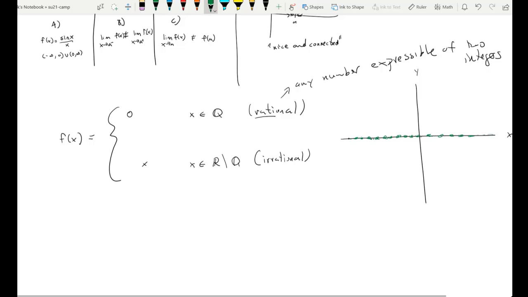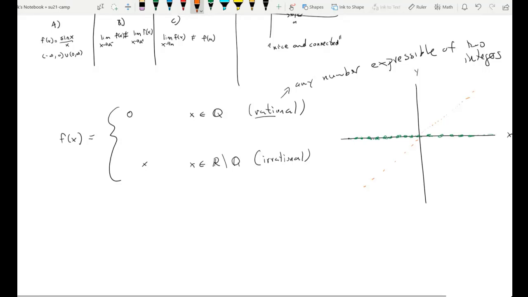But for all the numbers on the number line which are not rational, and there's infinitely many of them as well, we define our function to be just x. So if I draw that in orange, you're going to get this line for irrational x's.